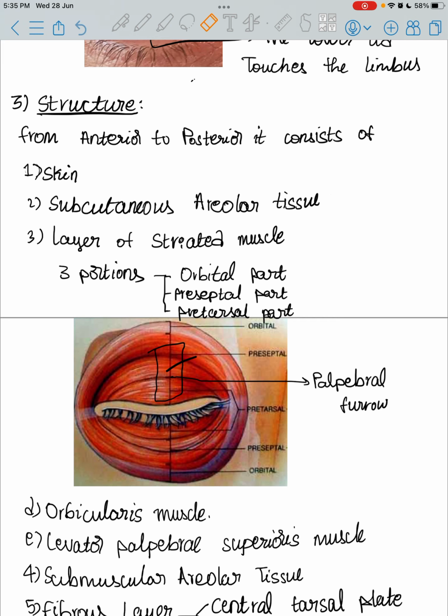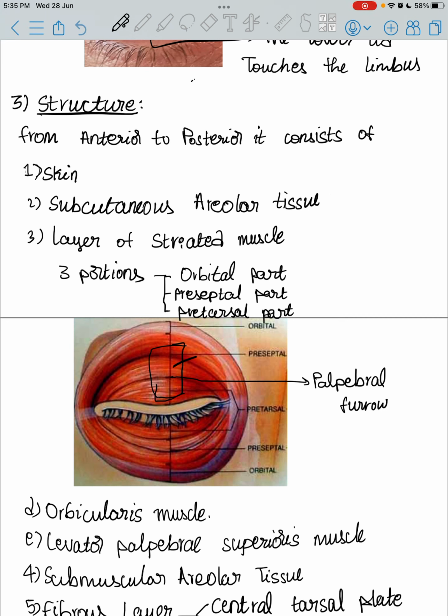Let us discuss the third layer, that is the layer of striated muscle. It consists of the orbicularis muscle and the levator palpebrae superioris muscle. As we can see in this picture, the orbicularis muscle and levator palpebrae superioris muscle are hand drawn.